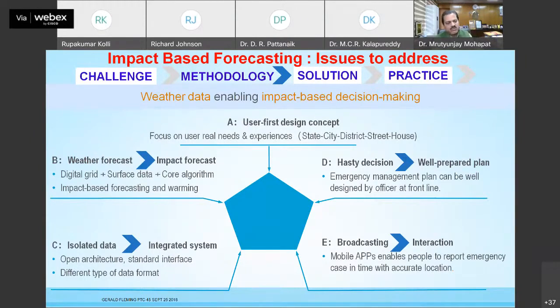While doing so, we have to go for an integrated data system, data utilization instead of isolated data. Then we have to go for an interactive mechanism instead of only broadcasting the information to the disaster managers and the general public. And above all, we should keep a user-first design concept. So far, many national meteorological and hydrological agencies give priority to formulating their weather forecast without taking into consideration the user's mindset, user's design aspect, and user's expectations. So the impact forecast starts with the user-first design concept.